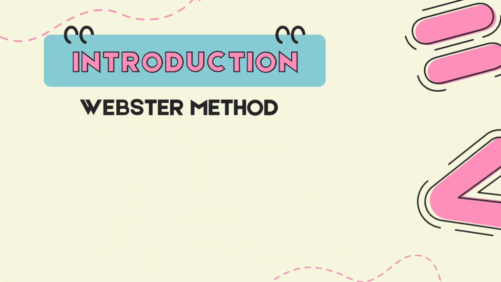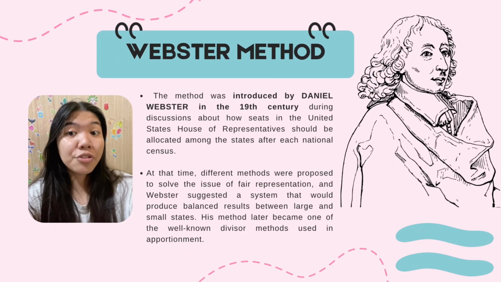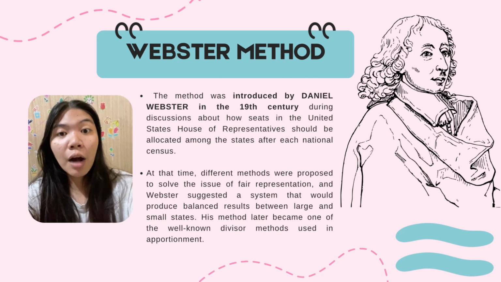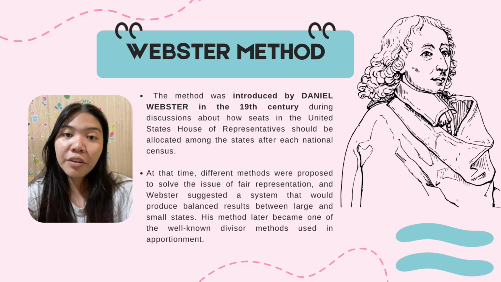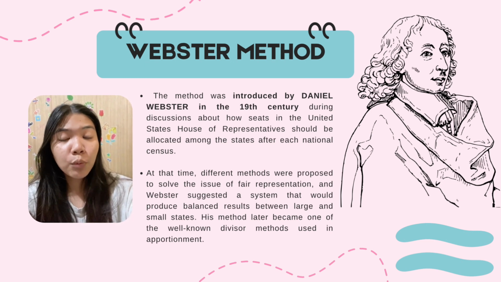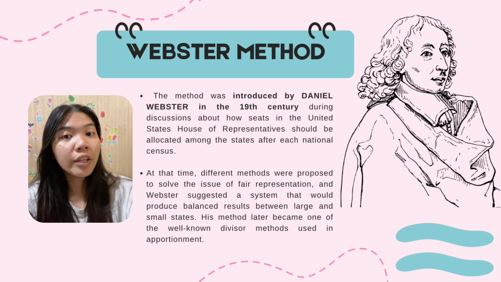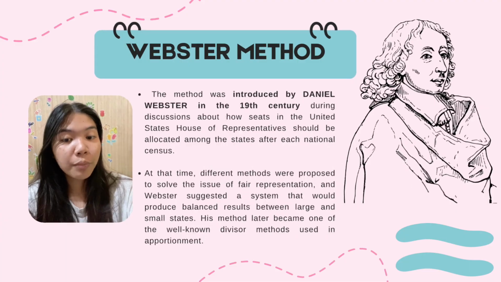states or districts. The method was introduced by Daniel Webster in the 19th century during discussions about how seats in the United States House of Representatives should be allocated among the states after each national census. At that time, different methods were proposed to solve the issue of fair representation, and Webster suggested a system that would produce balanced results between large and small states. His method later became one of the well-known divisor methods used in apportionment.